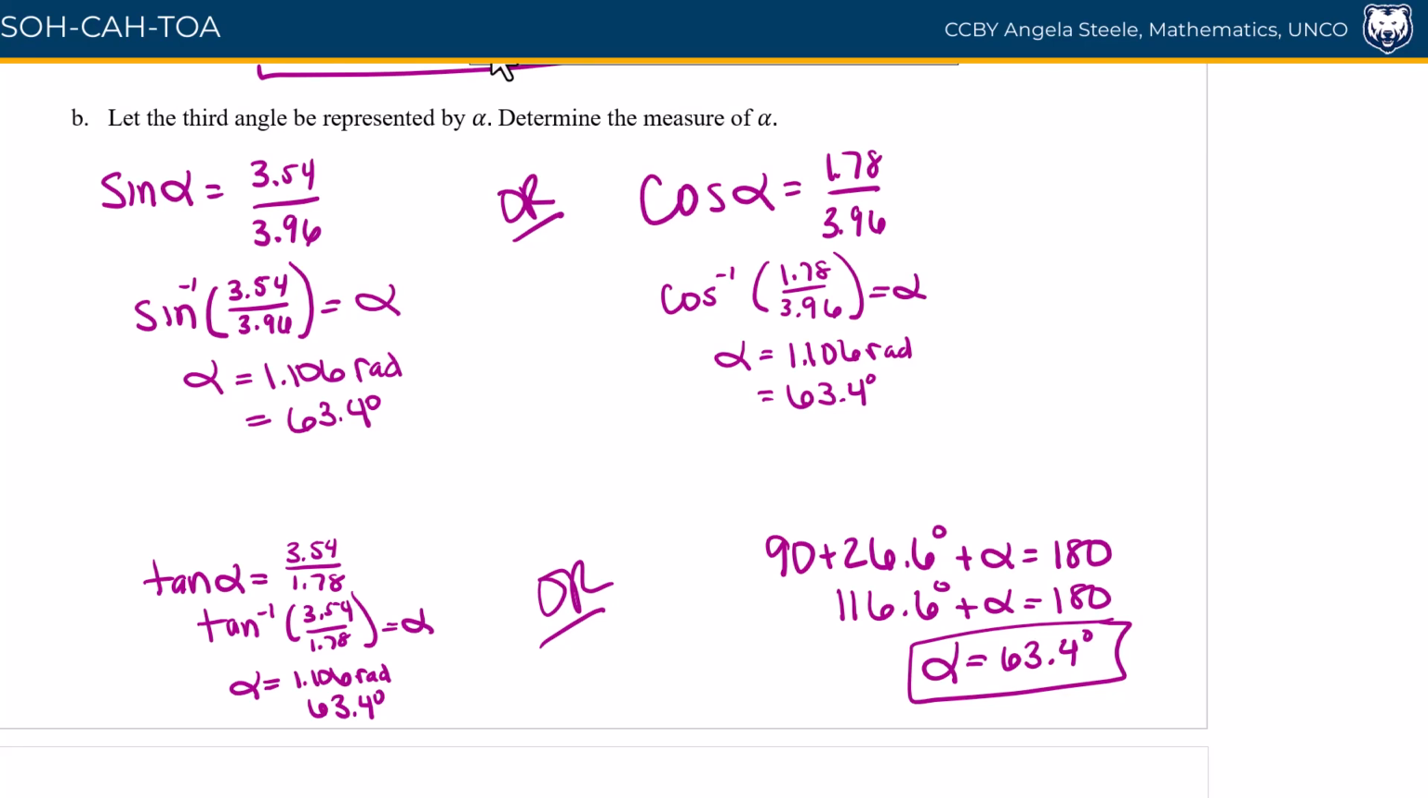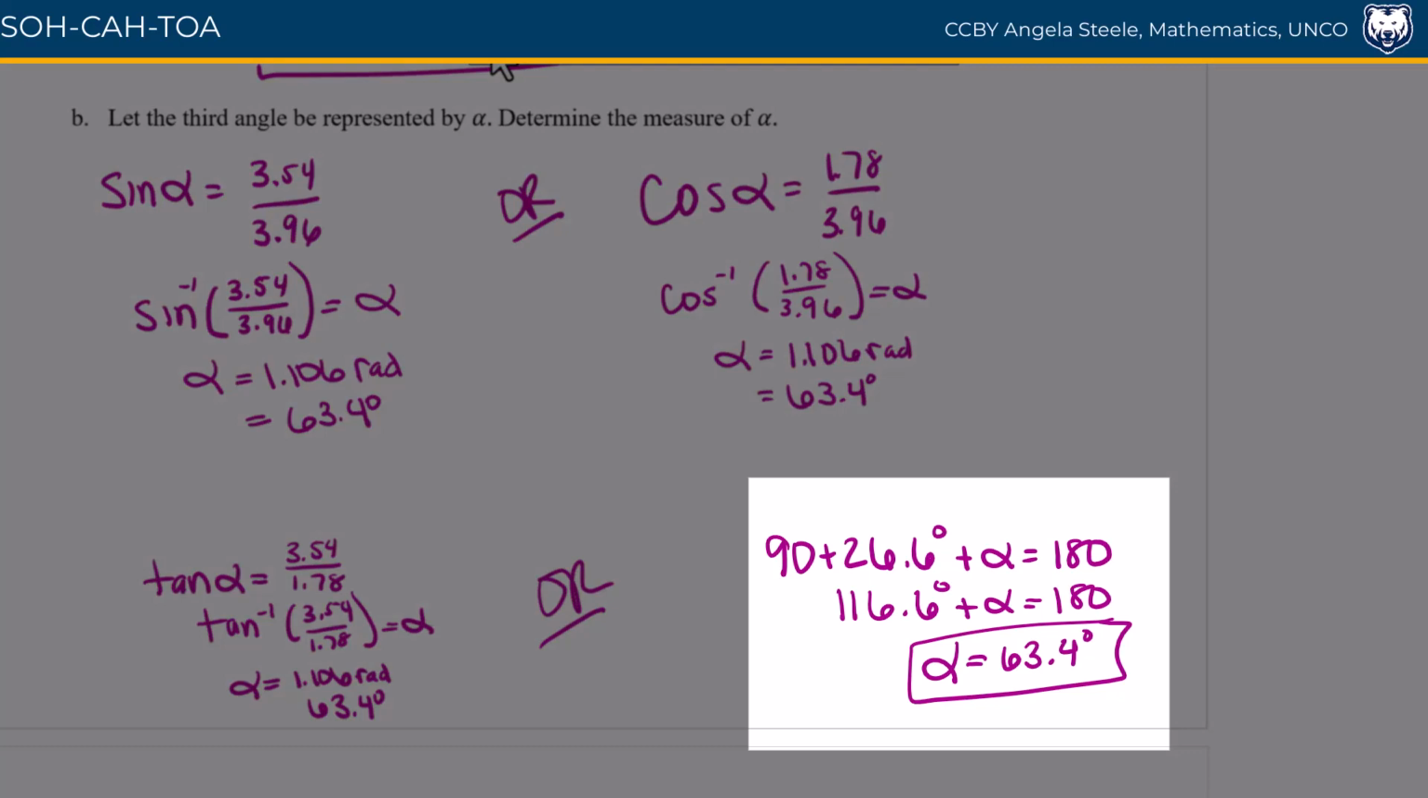Okay, one other option was to use the angle sum. So every triangle has an angle sum of 180 degrees. So we know there's the 90-degree right angle. We found from part A that the theta measure was 26.6 degrees. And then we don't know our alpha, but we do know that the sum of them must be 180. So then solving for that, we get alpha equals 63.4 degrees.